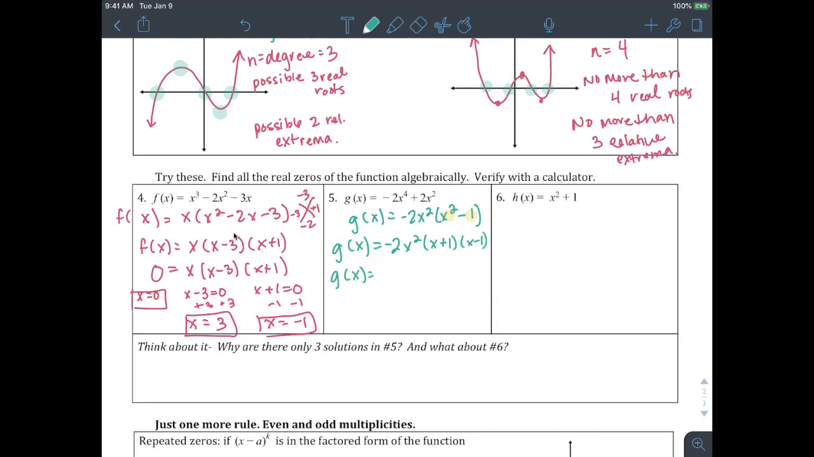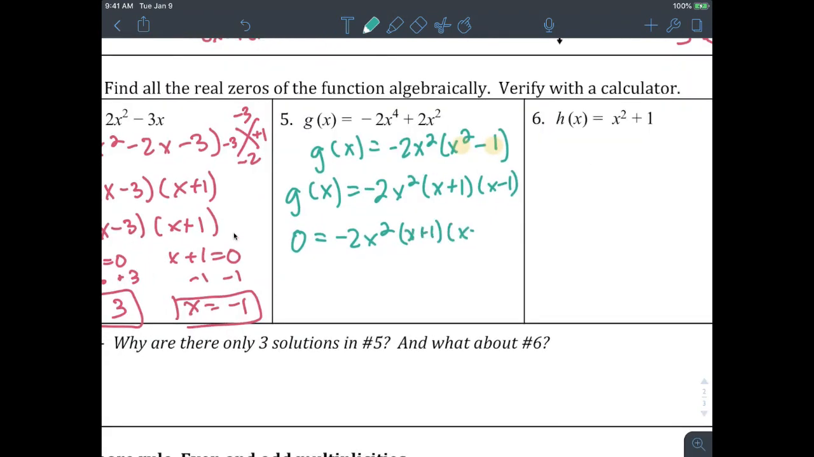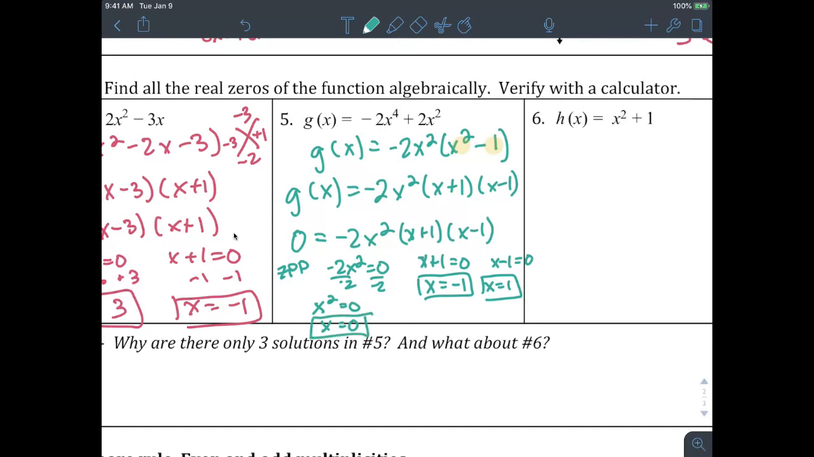G of x is equal to... we're in factored form now. So let's go ahead and substitute a 0 for the y. Negative 2x squared times x plus 1 times x minus 1, and zero product property. So negative 2x squared is equal to 0, then x plus 1 is equal to 0, and x minus 1 is equal to 0. I'm going to go ahead and solve here. X is equal to negative 1, that is one x-intercept. X is equal to 1, that is another x-intercept. And when I divide by negative 2, I get x squared is equal to 0, so x is also equal to 0. These are my three x-intercepts.